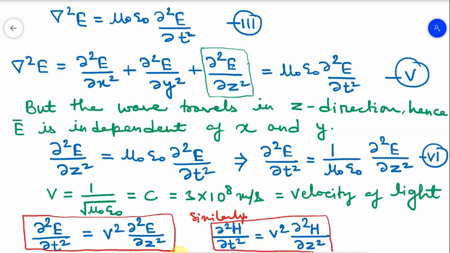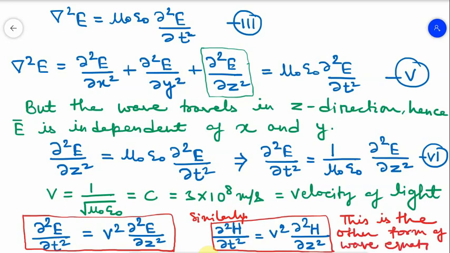So whenever you talk of EM waves, you will have two components, one for the electric field and another for the magnetic field. And this is another form of both of these equations, the other form of the wave equation. Is it not? So this way we have derived our equation.